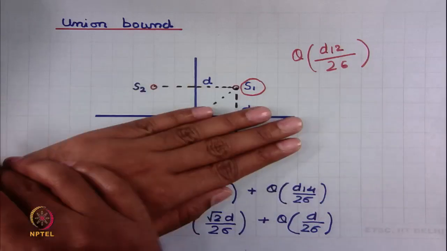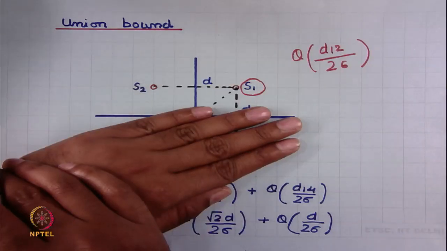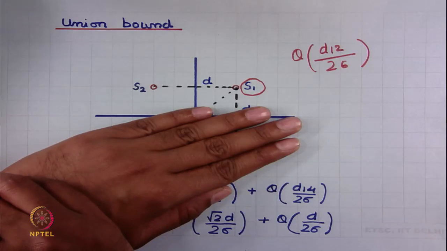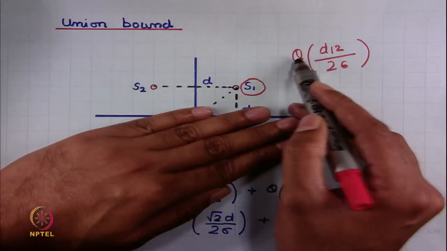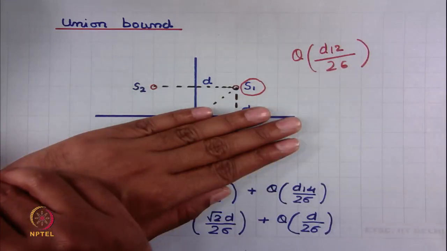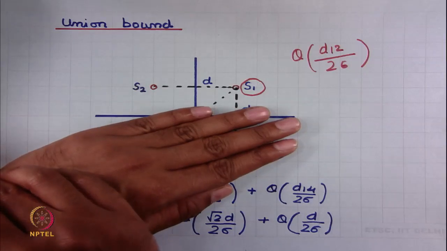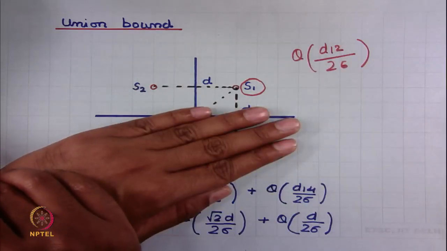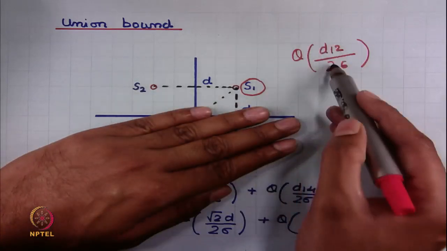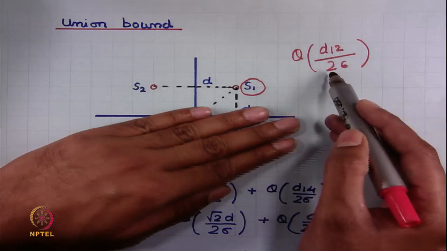Of course, we know that this is d, but we are trying to generalize. So, remember, if the two signals are separated by a distance d, for an error the noise amplitude should be larger than d by 2, and we have already evaluated that this will be Q of d by 2 sigma, and that is why we worked for a minute or so in deriving this. So, we can use these expressions now seamlessly. Okay. So, the probability of error because of this S2 is simply Q of d12 by 2 sigma.